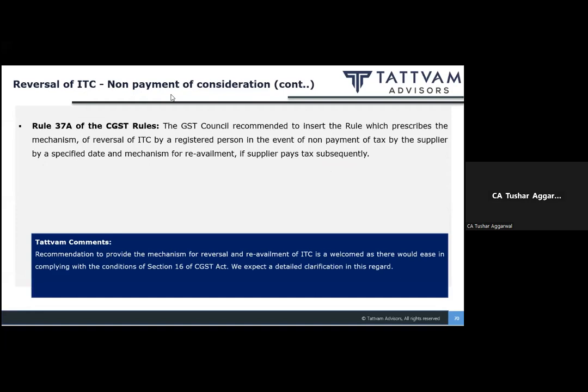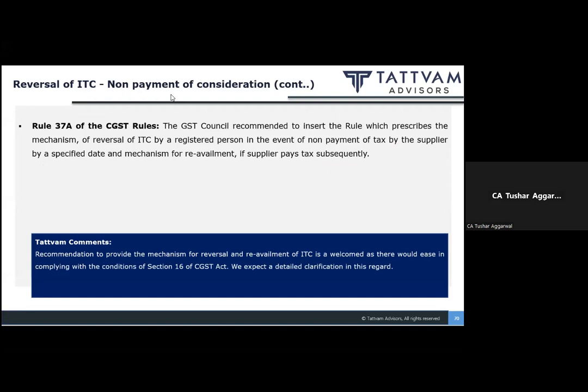Another amendment is Rule 37A. Government will be inserting a rule. Today the law says you will get the credit if the invoice comes in 2B. That is only one part. Another part is that the supplier should pay the tax to the government. An invoice getting auto-populated in GSTR 2B does not mean that the supplier has paid tax to the government. So they will be coming under Rule 37A.